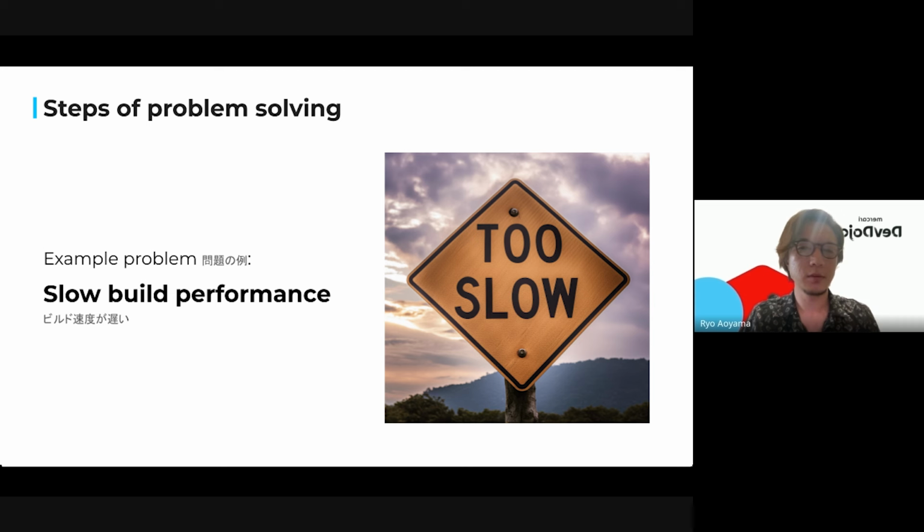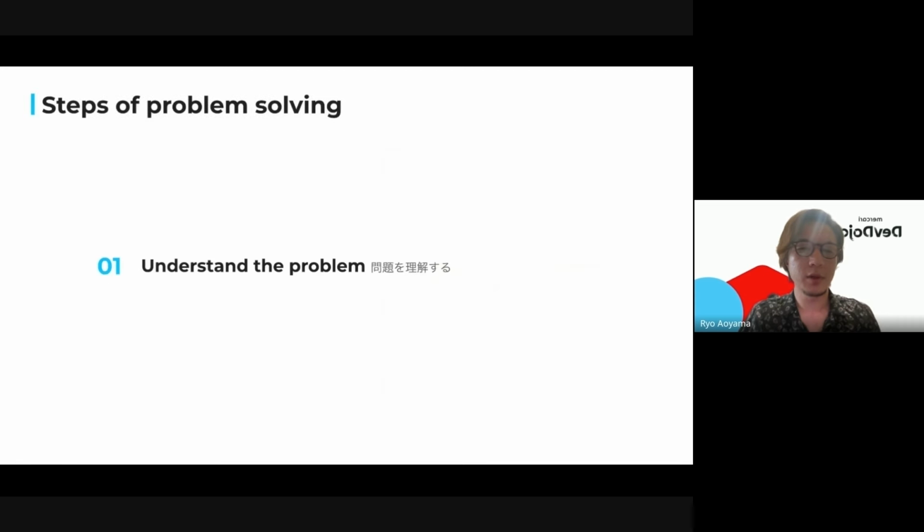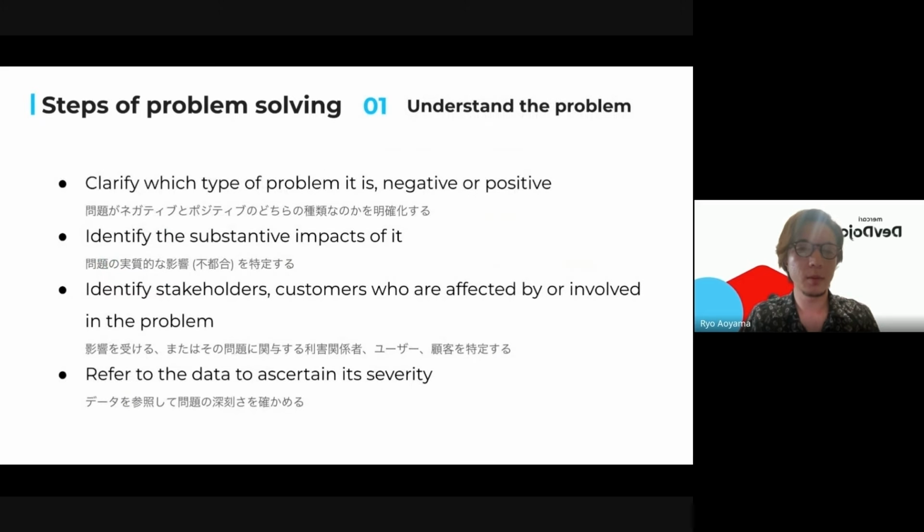To start off, we need to understand the problem. To do so, we need to first ask ourselves, is it a negative or positive problem? And actually understand the impact of whatever that problem might be. That, in other words, refers to what kinds of inconveniences or issues are caused by this problem not being solved.